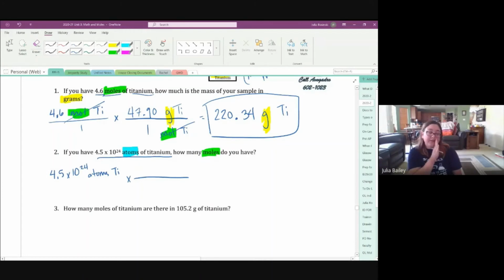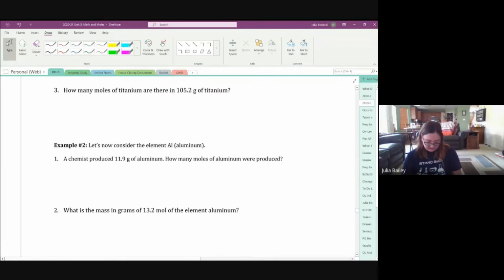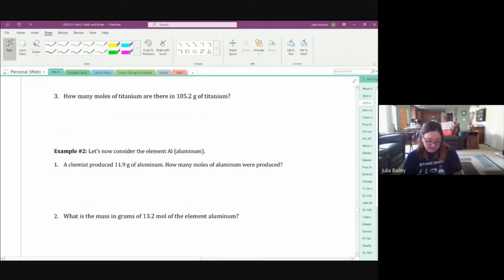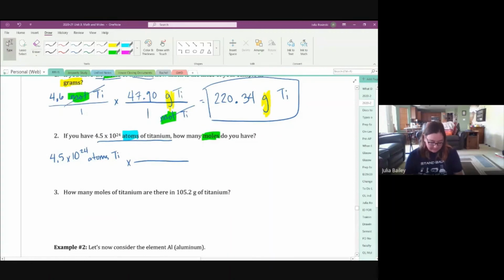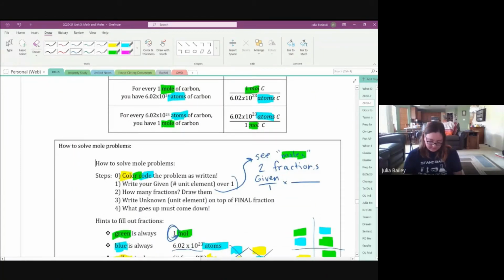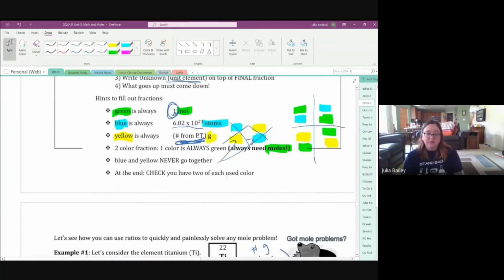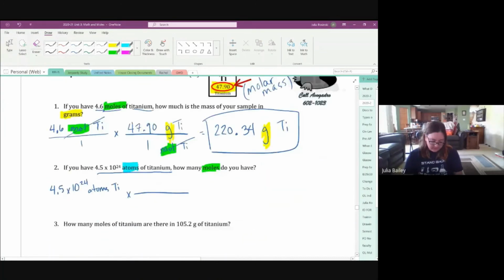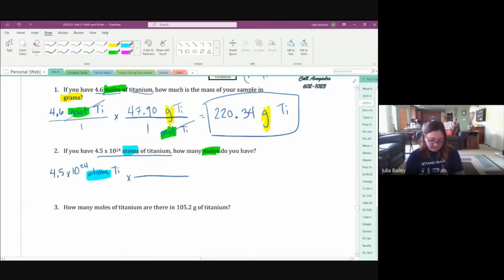Spoiler alert, eventually you're going to need another fraction on top of that, but not today, because if you look, all of the problems on this page have the word moles in it. Lucky you. And we're going to do your next step, which is write the unknown unit and element on top of the final fraction. So if you notice, we already used one of our color-coded words right here, atoms. That's our given. That means the other color must be our unknown. So I'm going to need moles over here. It's always going to switch colors for your unknown. So put your moles of titanium over there.